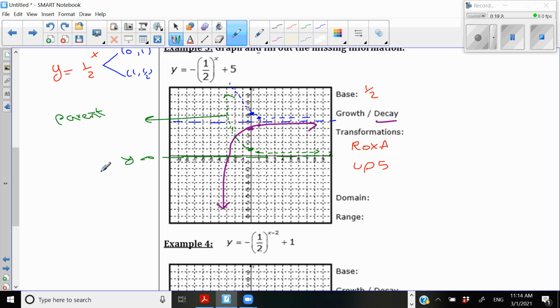Now, what is the domain? You move from left to the right. We have an arrow here and another one here. So it's covering all real numbers.